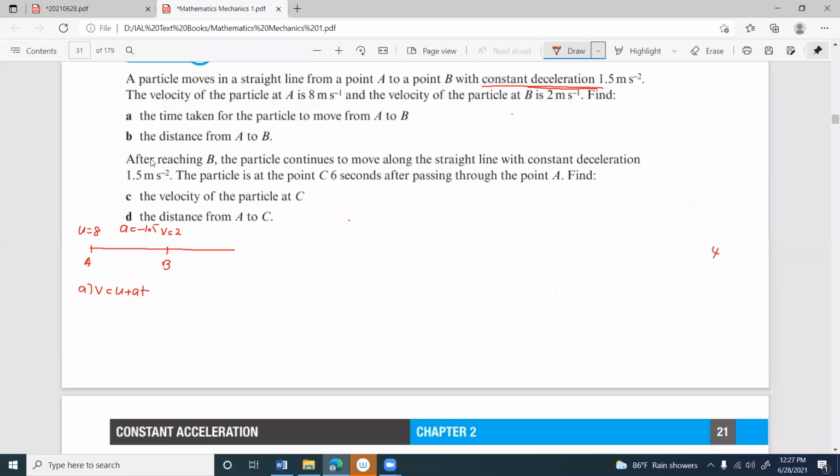V is 2, U is 8, plus A is minus 1.5 into T. Therefore, you can say 1.5 T equals 6. Therefore, T is equal to 4 seconds. That's the answer we need to obtain. Then the distance from A to B. Now we know the acceleration as well.